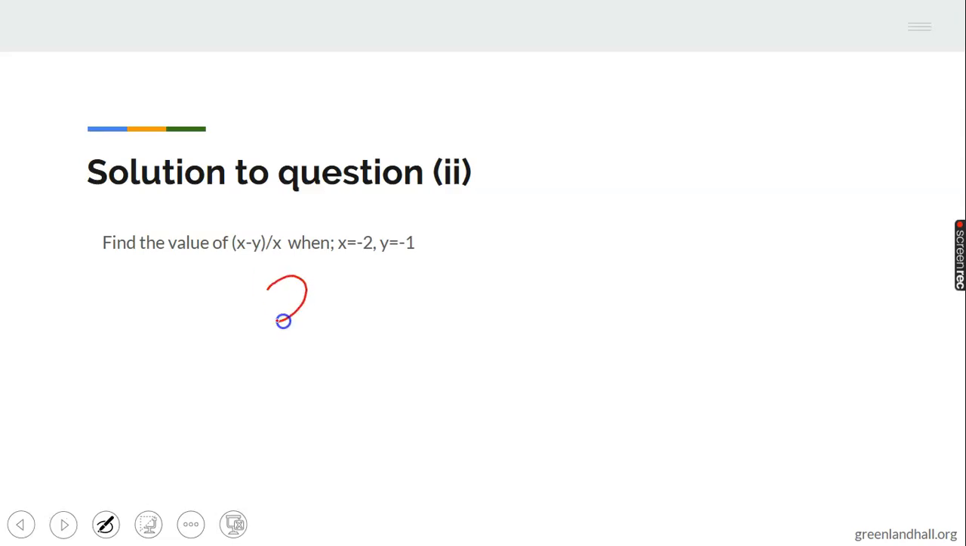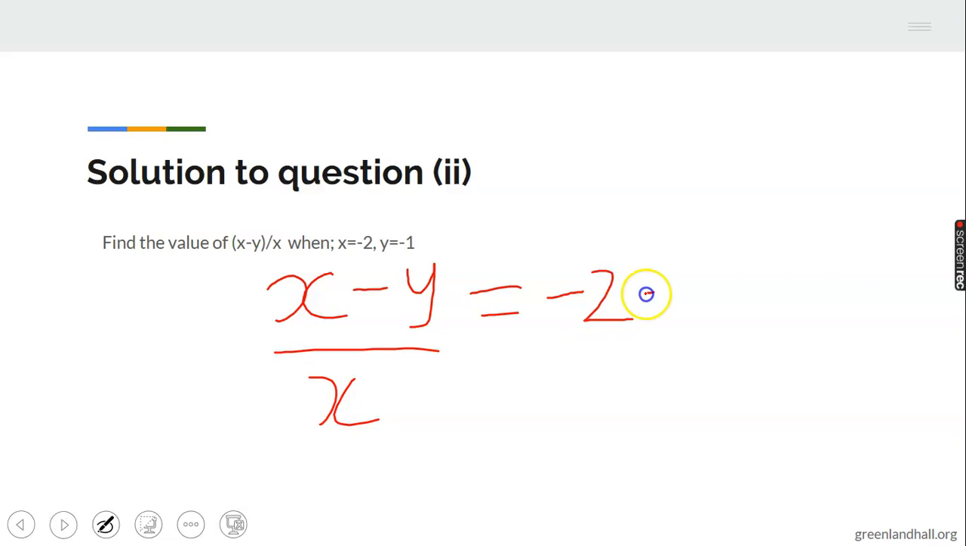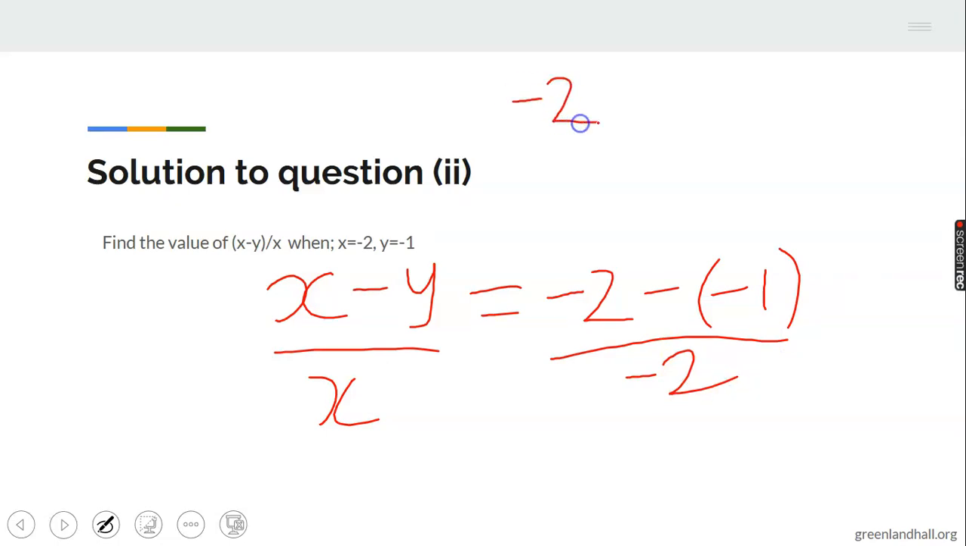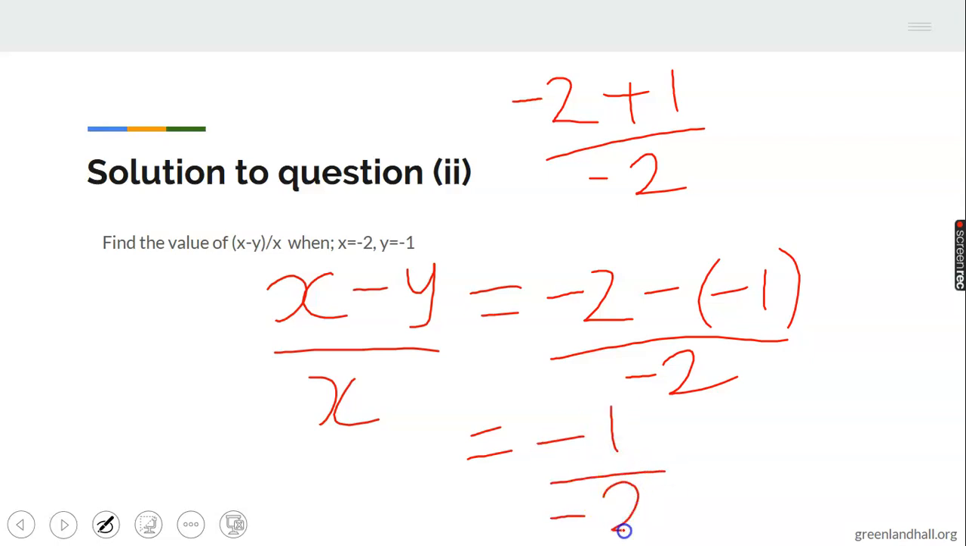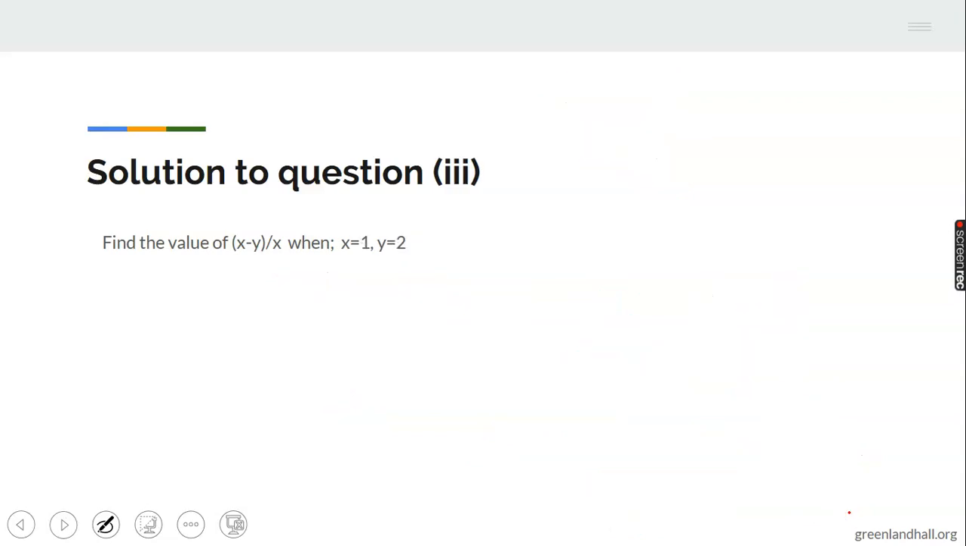Okay, the next part is to have x minus y over x. Now, when x equals minus 2, let's put it minus 2, and y equals minus 1, all divided by what? Minus 2. Okay, if you do this, minus 2, open this bracket, this will be plus 1 divided by what? Minus 2. And this will give you minus 2 plus 1. By now, you should be able to know this. That should be minus what? Minus 1 divided by what? Minus 2. Now, minus minus, by the laws of division, gives you plus 1 over 2. Hope it's clear. Okay, let's move to the next slide.